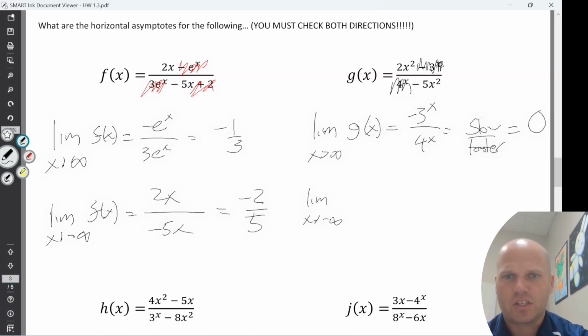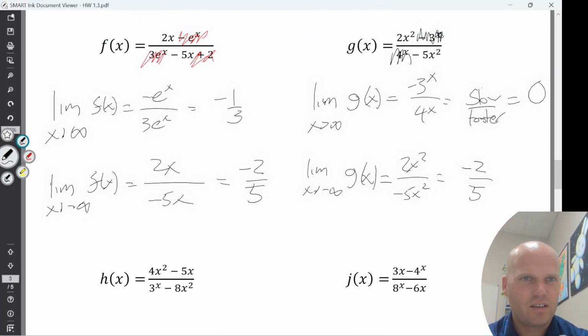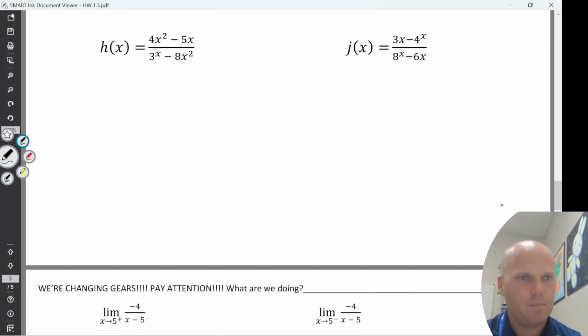I wouldn't care about this because this is 0. And I would just have the 2x squared over the negative 5x squared. It's a same over same. The growth will cancel. Does it really get negative 2/5 again? Look at that. Yeah, it didn't do that on purpose. If you get another negative 2/5, that's a problem.